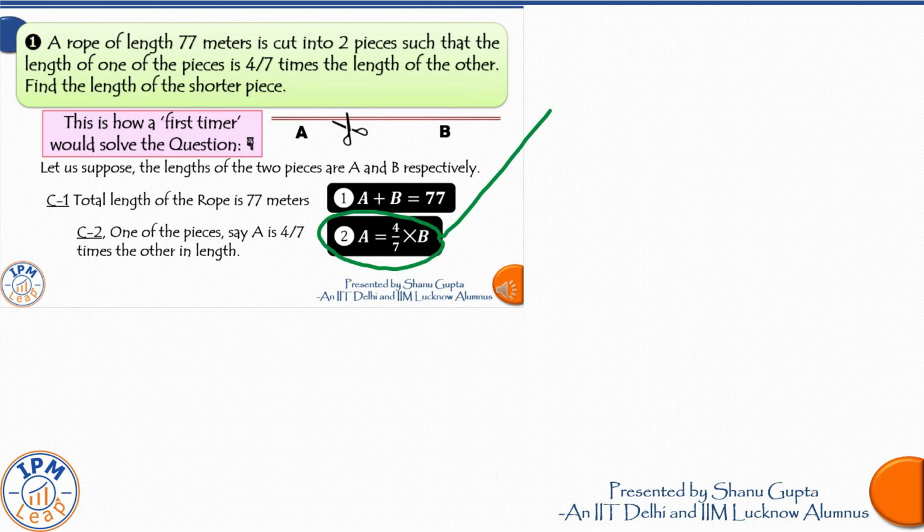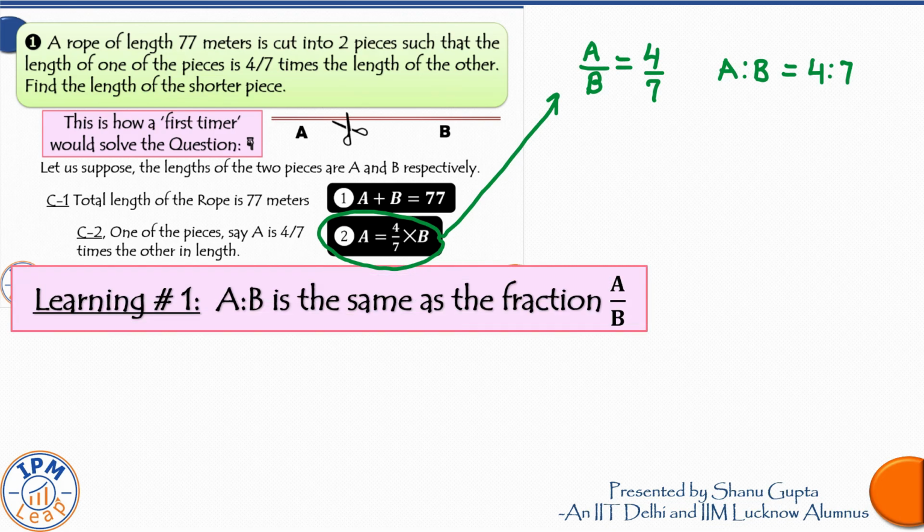A is equal to 4 by 7 into B is the same as saying that A upon B is equal to 4 upon 7. In the language of ratios, we can rephrase the same equation as A ratio B. We read it as A is to B is equal to 4 is to 7. Please note that A is to B is the same as the fraction A upon B when expressed in the simplest form. So 4 is to 7 is the same as the fraction 4 upon 7.